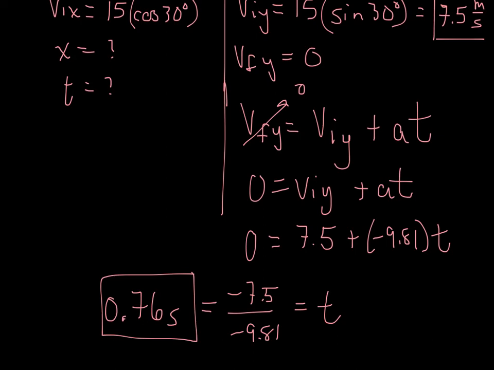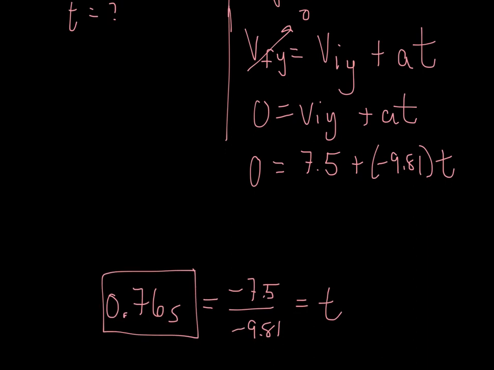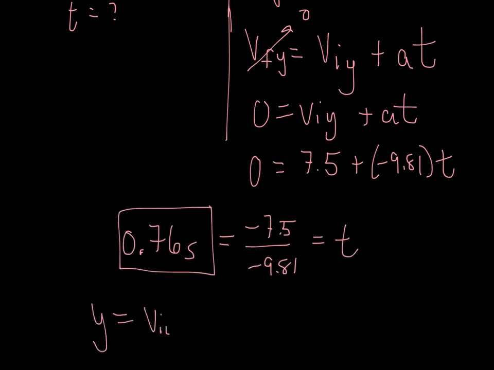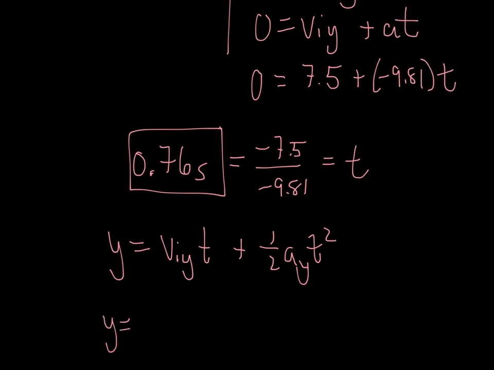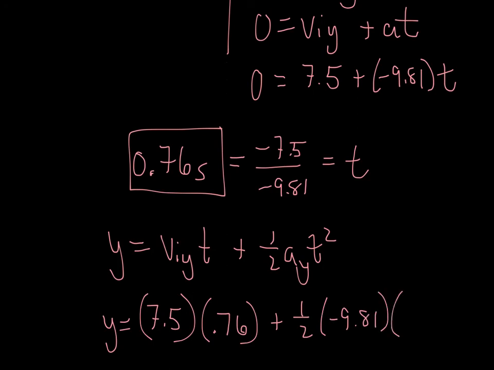Dirks says use y equals VIY t plus 1/2 AY t squared. Very good. Keep going, and so you plug in 0.76 for the time. The initial velocity was 7.5. Then you plug in acceleration, which is negative, which is gravity, and then the time again. Think about it for a second. You found the time it takes to get to max height, so if you want to find the height at that point, use that time. Use the initial velocity in the y direction and figure out what the height is at that given instant in time.